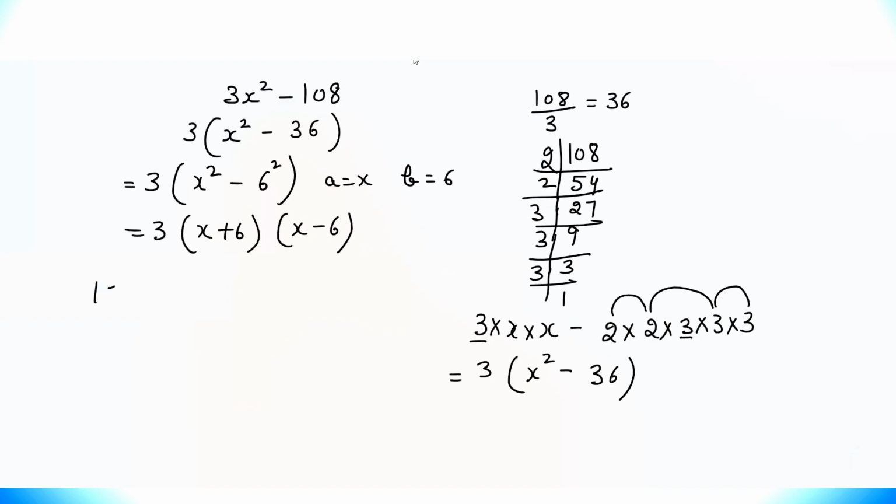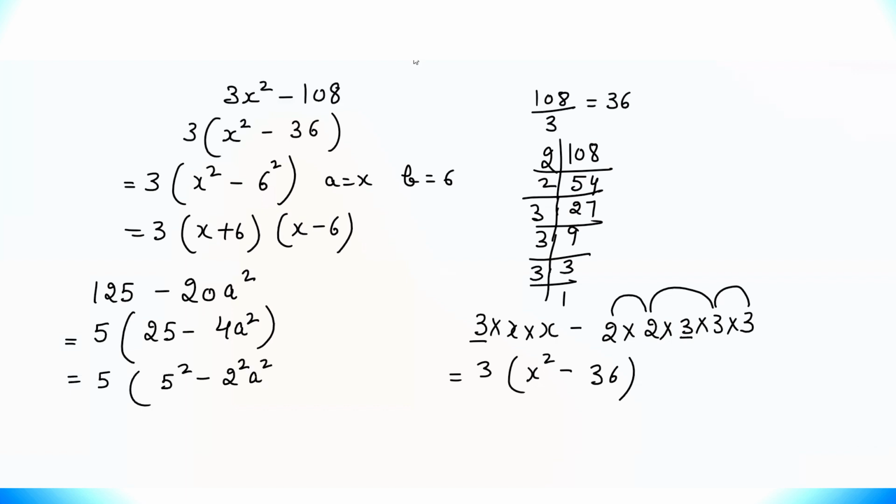Similarly, if I take 125 minus 20a square. So 25 is a perfect square, but 125 is not a perfect square. So that means I can take common as 5. What is left? 25 minus 4a square. You can solve this with the help of the prime factorization method also. So now 25 can be written as 5 square. 4 can be written as 2 square a square. Then 5 into 5 square minus (2a) whole square.